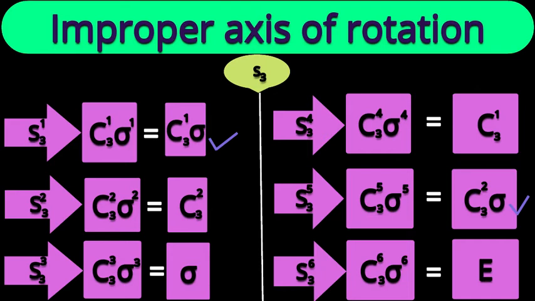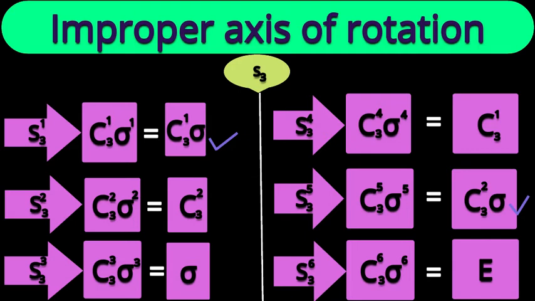It's a speciality of the improper axis of rotation, for which we need to consider this improper axis of rotation. Now S3^6 means C3 operation 6 times followed by sigma operation 6 times. C3 operation 6 times means 360 plus 360, a 720-degree rotation. So it is identity. Sigma operation 6 times means identity. So the result is identity. In general, S3^1 and S3^5 can be unique operations.